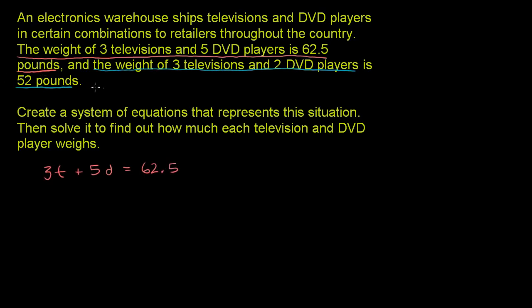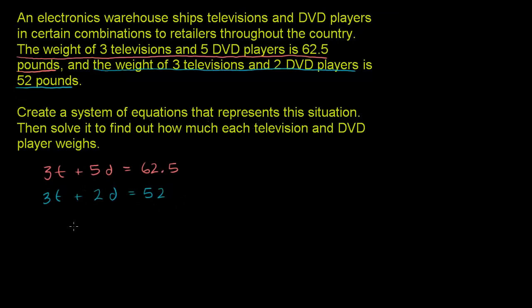The second statement, the weight of 3 televisions and 2 DVD players. So if I have 3 televisions and 2 DVD players, the weight of 3 televisions plus the weight of 2 DVD players, they're telling us that that is 52 pounds. And so now we've set up the system of equations. We've done the first part, to create a system that represents the situation. Now we need to solve it.